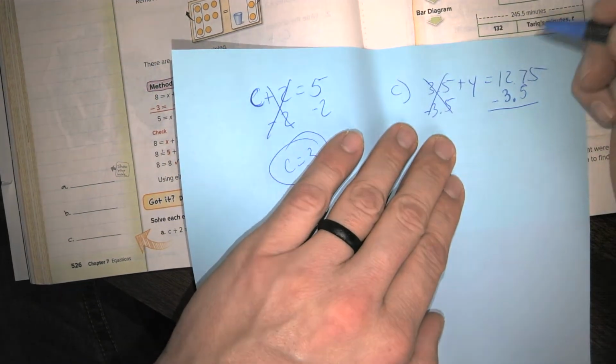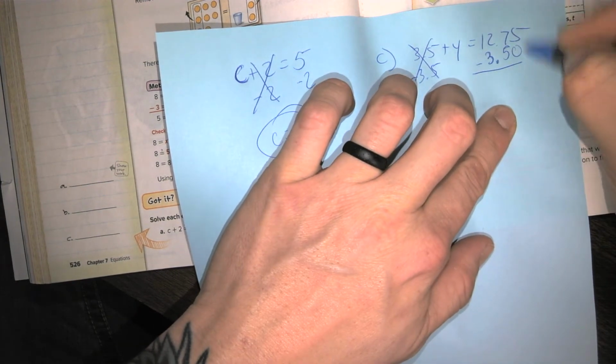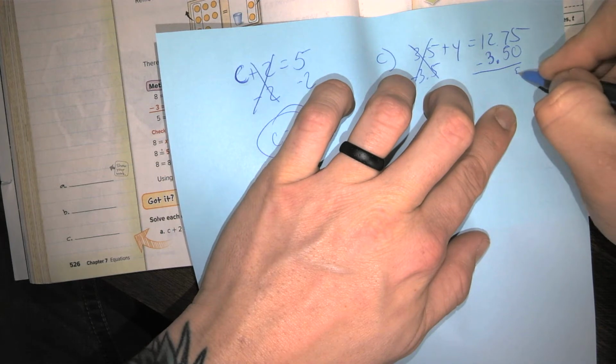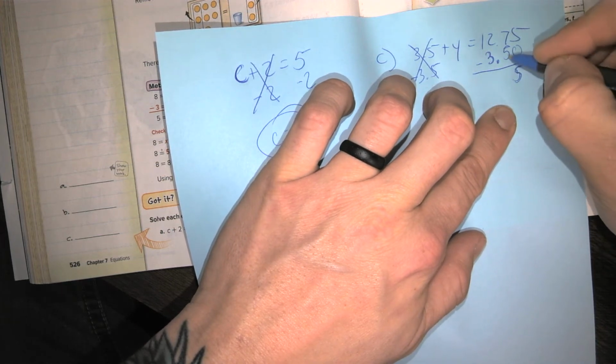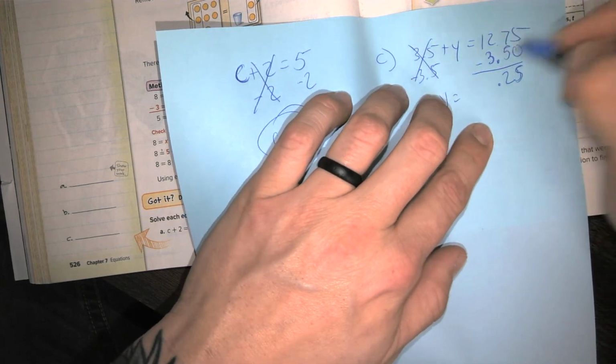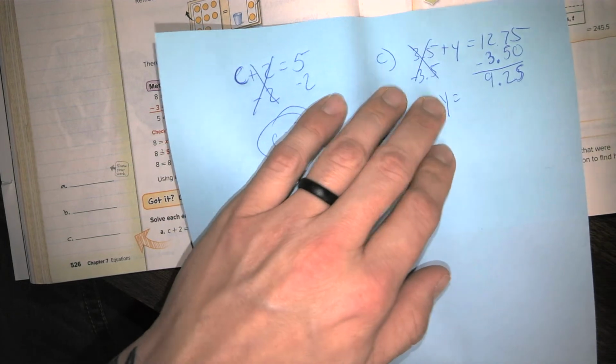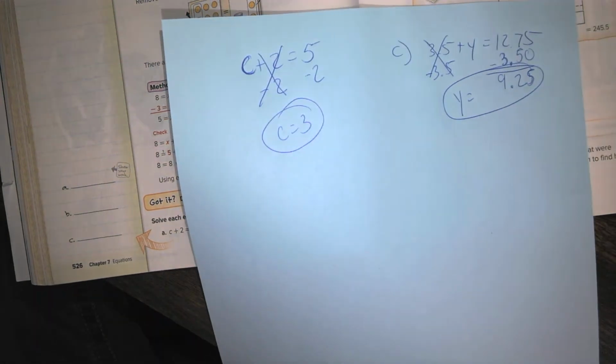So this cancels. You're left with y, and now we just subtract. What's 5 minus 0? 7 minus 5? 2. Now you drop the decimal down. Okay, 12 minus 3 is what? 8, 9. No, you have to bottom it. 9 and 25 hundredths.